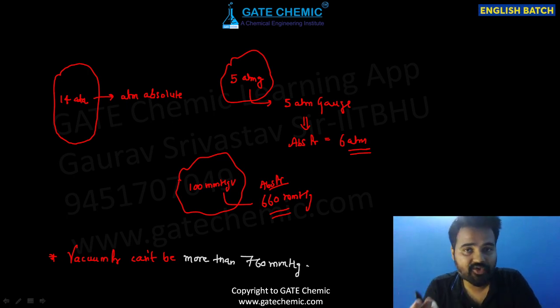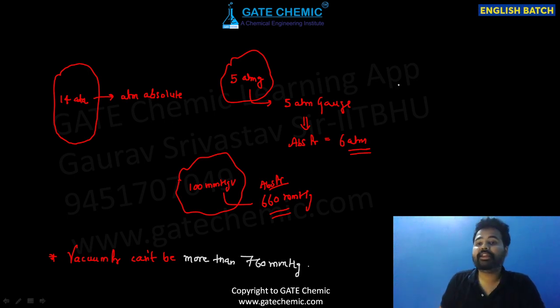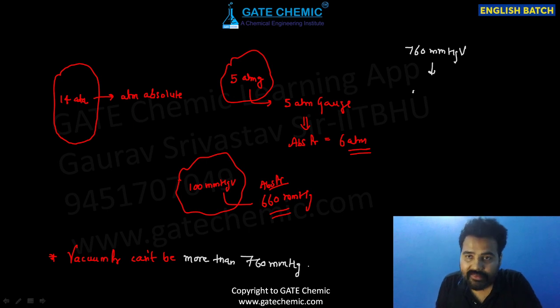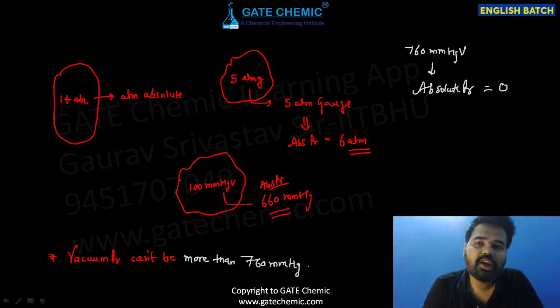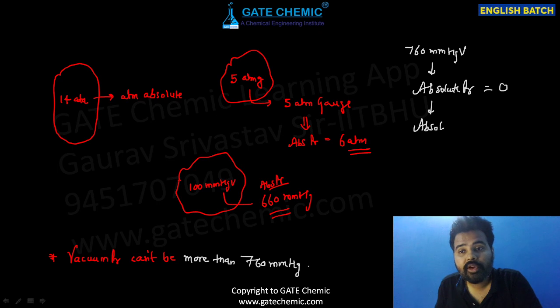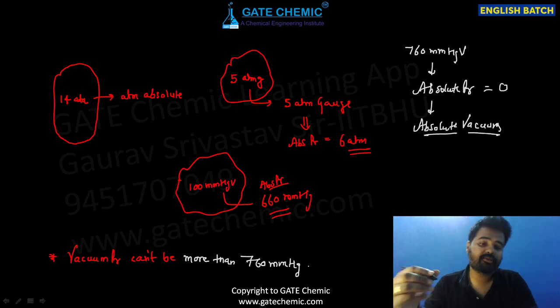I hope each and every student is crystal clear. And if anywhere it is written 760 mmHg of vacuum, that means the absolute pressure is zero. So it is known as absolute vacuum. Okay, everyone crystal clear, my dear students?